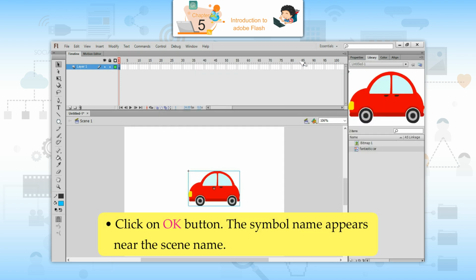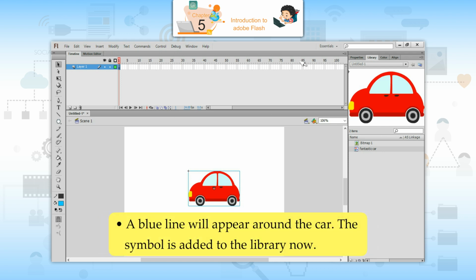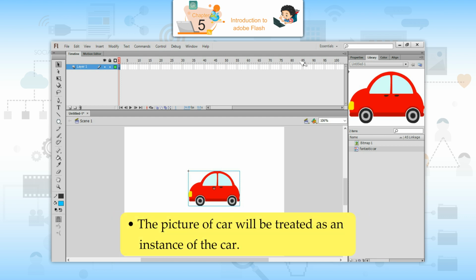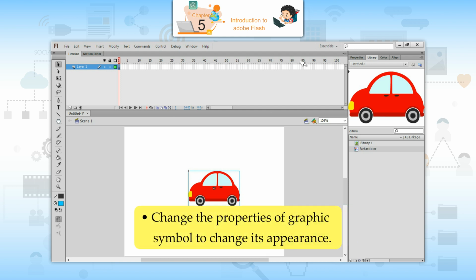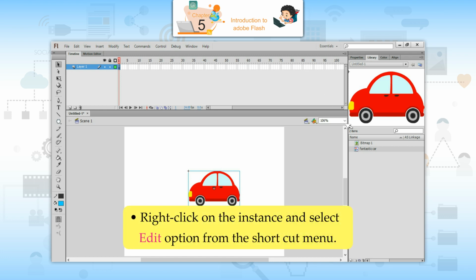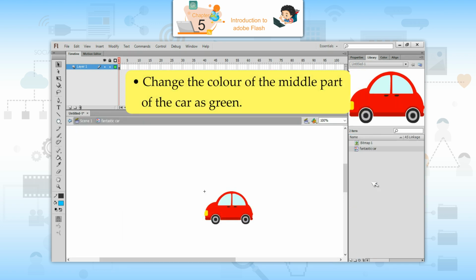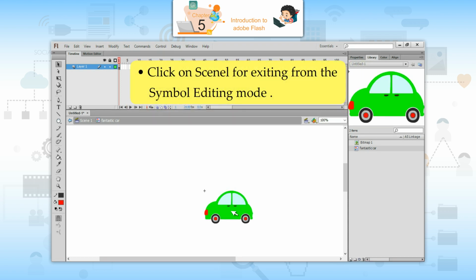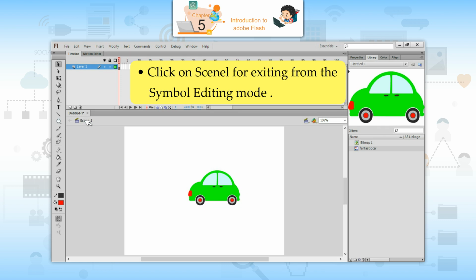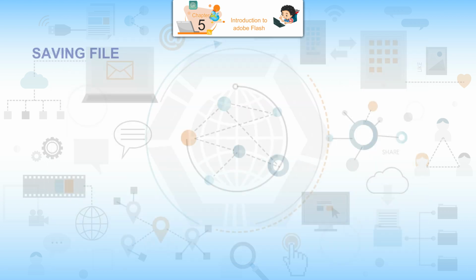Click on OK button. The symbol name appears near the scene name. A blue line will appear around the car. The symbol is added to the library now. The picture of car will be treated as an instance of the car. Change the properties of graphic symbol to change its appearance. Right-click on the instance and select Edit option from the shortcut menu. Change the color of the middle part of the car as green. Click on Scene 1 for exiting from the symbol editing mode.